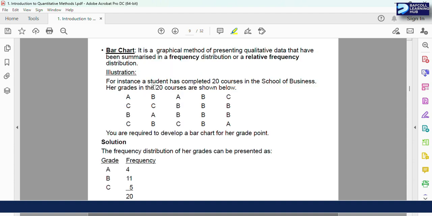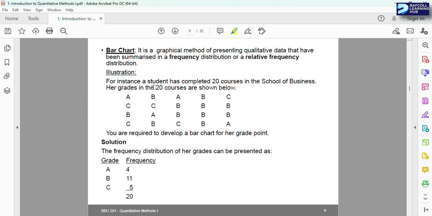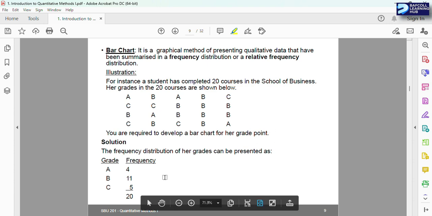Now, the first form that we'll be looking at is what we call a bar chart, which most of us are familiar with and already know. So we have data given over here, which we'll be presenting a bar chart on. We have the data on the 20 courses taken by a student, and for the 20 courses we have the various grades that the student has, and we are required to develop bar charts for her grade points.